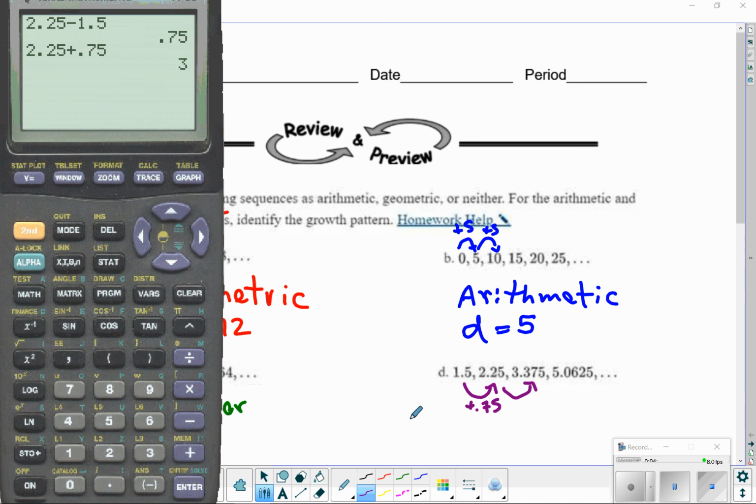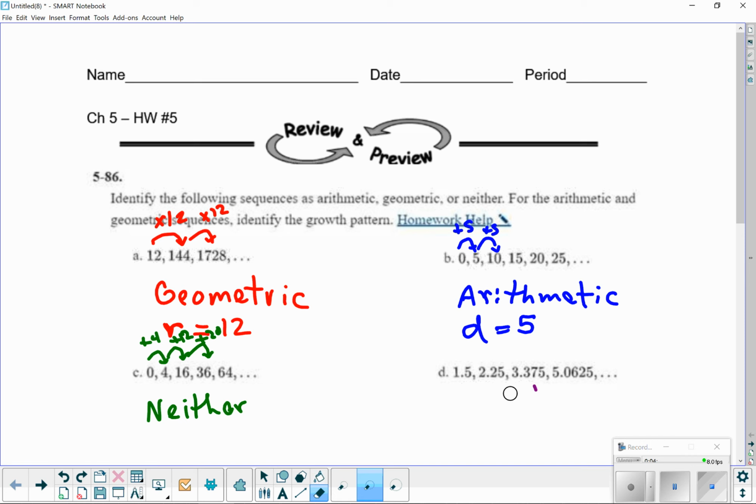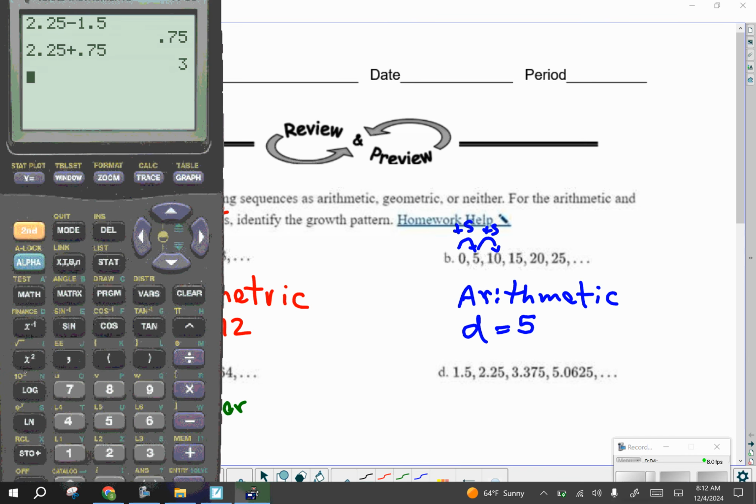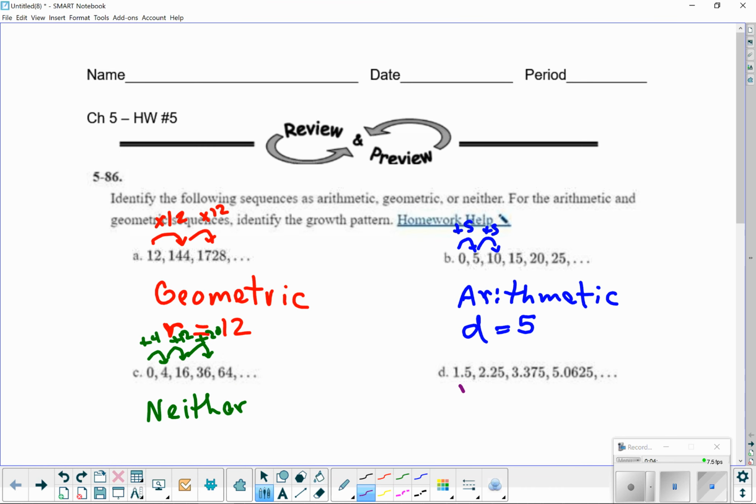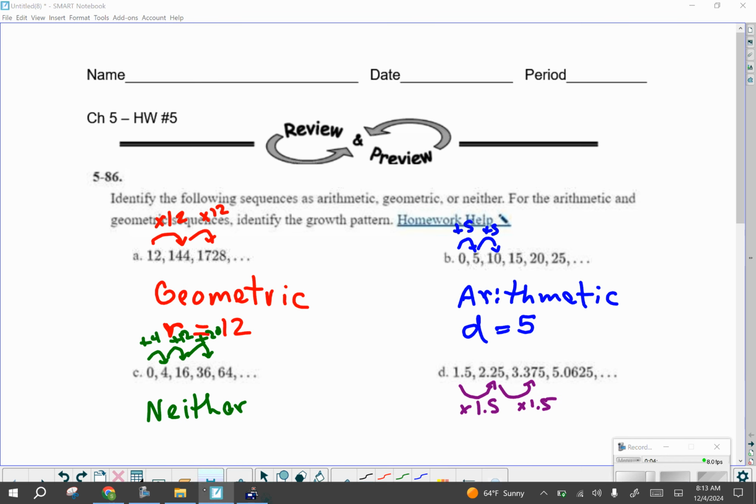So let's see if that's multiplying by the same thing. The way you do this is you kind of work backwards. You just divide 2.25 by 1.5. Let's try that. 2.25 divided by 1.5 looks like 1.5. So in this case, 1.5 times 1.5 gives you 2.25. And let's see if it's the same thing. 2.25 times 1.5. Let's see if that gives you 3.375.